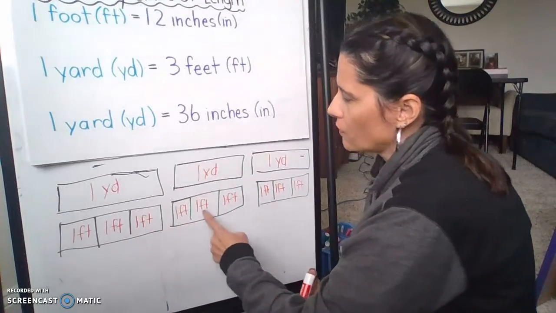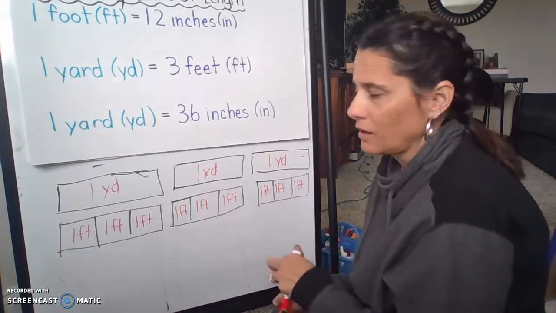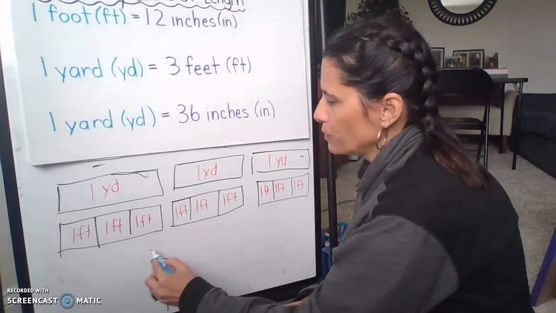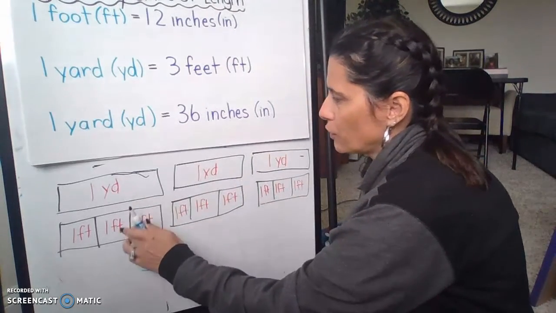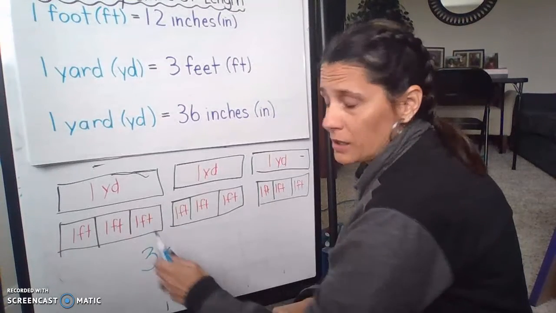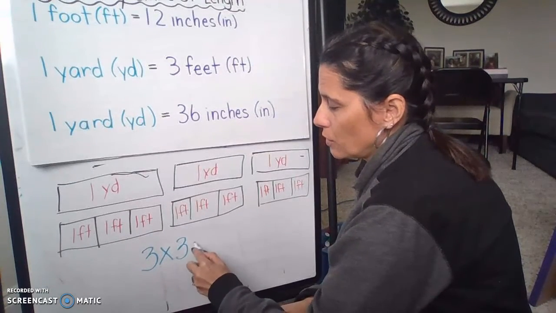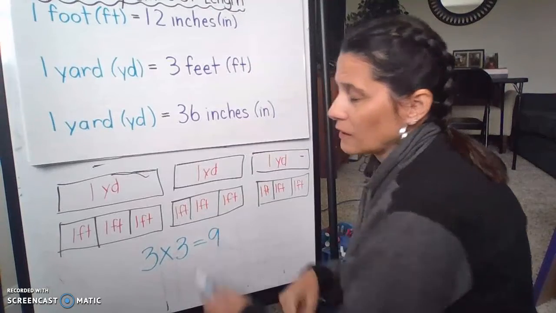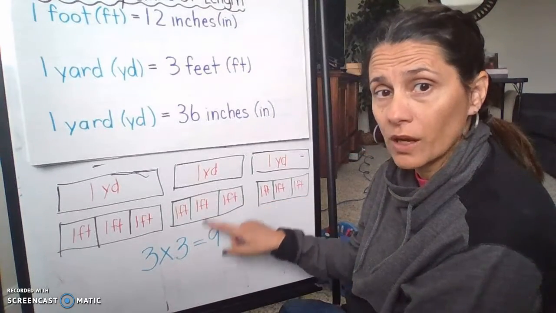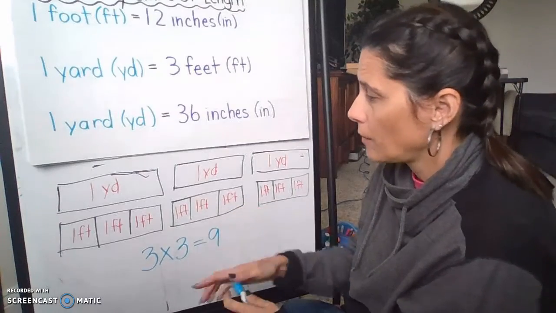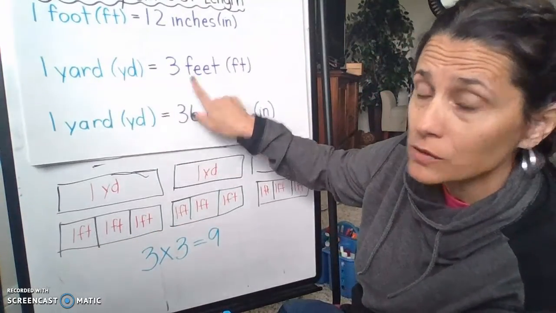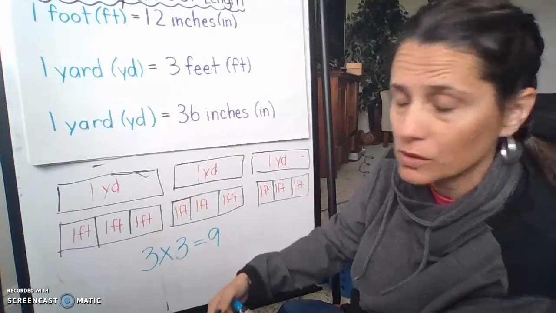1, 2, 3, 4, 5, 6, 7, 8, 9. And that's just what we had written before. We had 3 groups of 3 in the group. And that gave us 9. And that's how we do it with the picture form. So this is our math sentence form, and this is our picture form. And I made this into 3 because 1 yard is 3 feet. That's how I know how many to break that into.